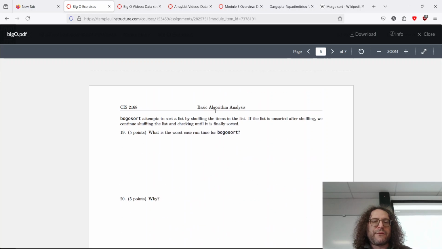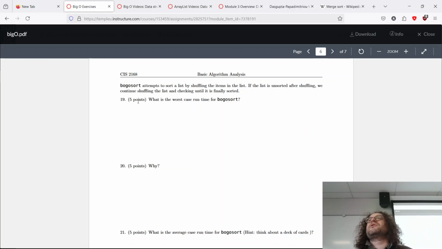And finally, Bogosort, which is famous. Bogosort is a famous sorting algorithm. It is one of two algorithms that exist only for pedagogical purposes, meaning that nobody actually uses them except for homework or exams like this. Bogosort is a terrible sorting algorithm. It simply says, hey, while your list isn't sorted, shuffle the list and check if it's right.